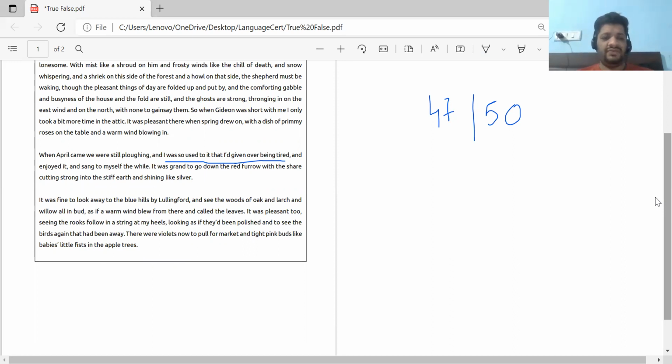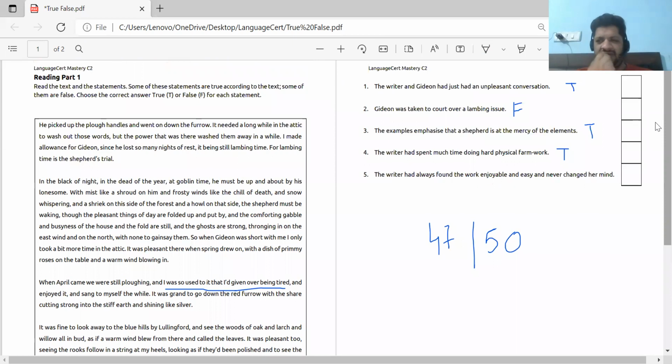As if a warm wind blew from there and caught the leaves, it was pleasant to see the rooks follow in a string at my heels, looking as if they had been polished, and to see the birds again that had been away. There were violets now to pull for market, and tight pink birds like babies, little fish in the apple trees. So now, if you see, there is some kind of fortitude, there is some kind of, you know, happiness. But let's see the question.